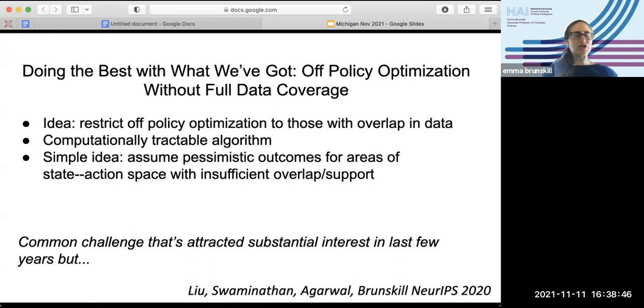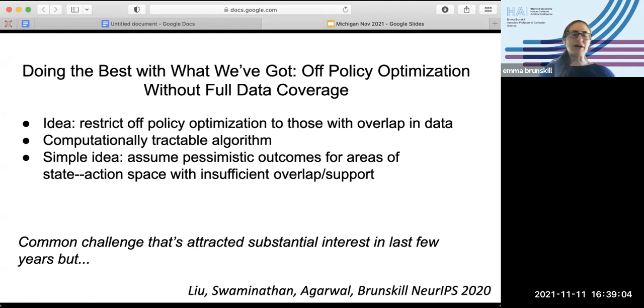But let me just say the main idea, which is when we do a policy, we're going to restrict the policies we consider to those that actually have overlap in the data. And our insights were that we wanted to do that. We wanted to make it computationally tractable, and we want to be really precise about our uncertainty.